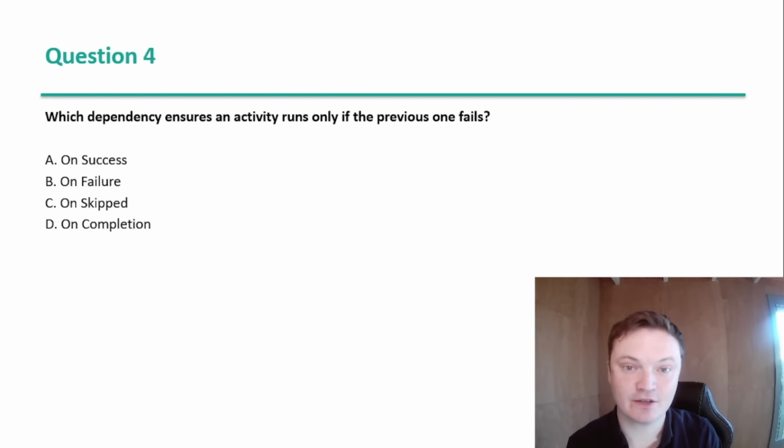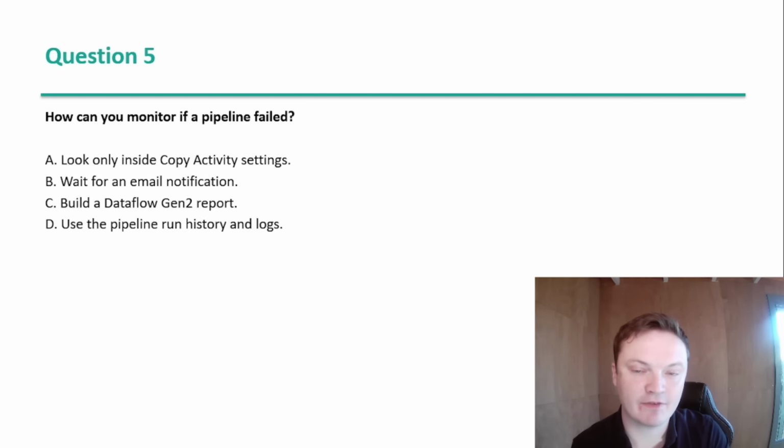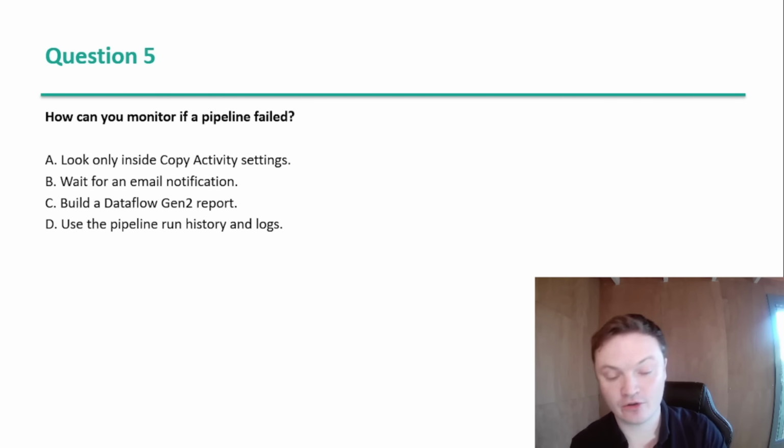And question 5. How do you monitor if a pipeline has failed? A. Look only inside a copy activity's settings. B. Wait for an email notification. C. Build a Dataflow Gen2 report. Or D. Use the pipeline run history and logs. And the answer is, sorry, I've got that mixed up. The answer is D. Use the pipeline run history and logs.